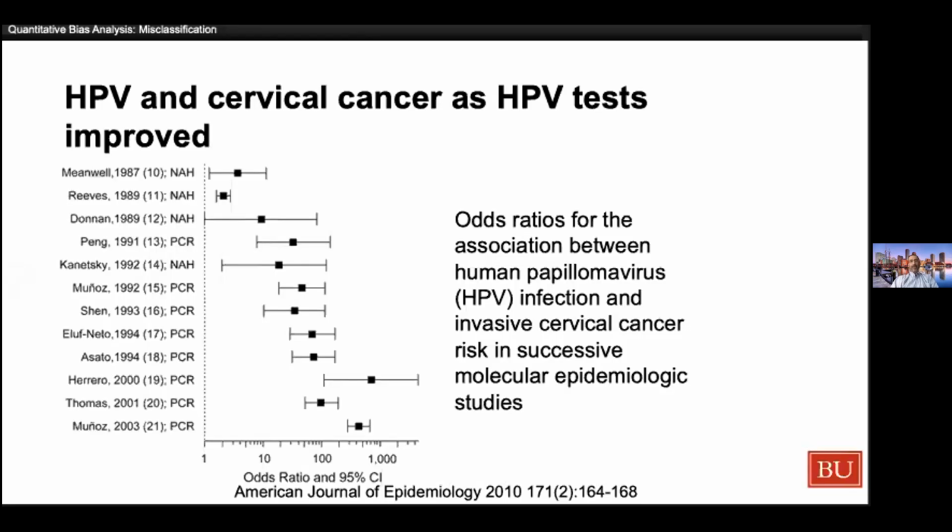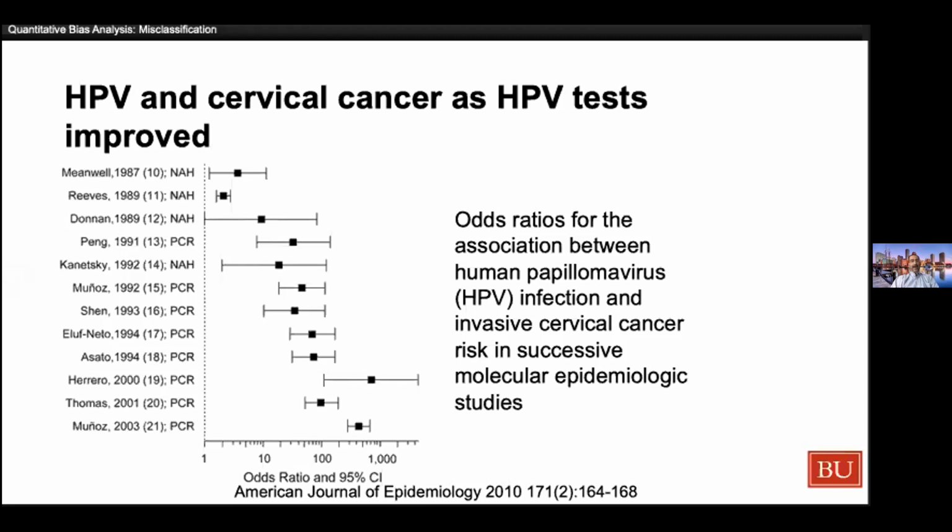I'm going to focus on measurement or misclassification issues in this talk, though we could talk about confounding or selection bias. But measurement error, misclassification in particular, is something that is near and dear to my heart. If you've heard me talk about this before, you know that I think that measurement error is probably the biggest problem that we face in epidemiology. And this example to me sort of exemplifies it.